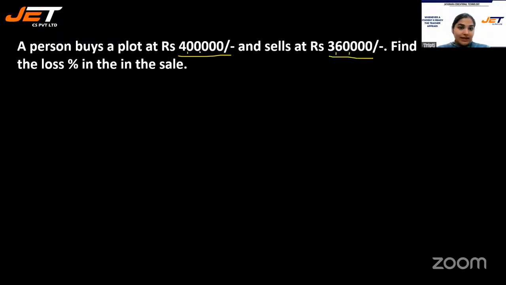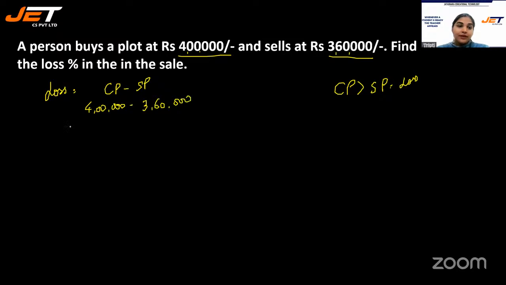Now if this is the question, that means here we can see that the cost price is more than the selling price, which means loss. We need to find the loss first. Loss is cost price minus the selling price. Cost price is 4 lakh. Selling price is 3 lakh 60,000. So what is the loss? Loss is 4 lakh minus 3 lakh 60,000, which is 40,000.